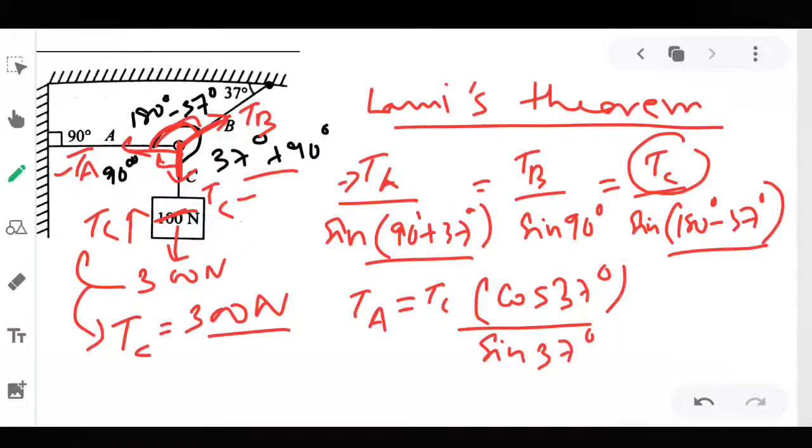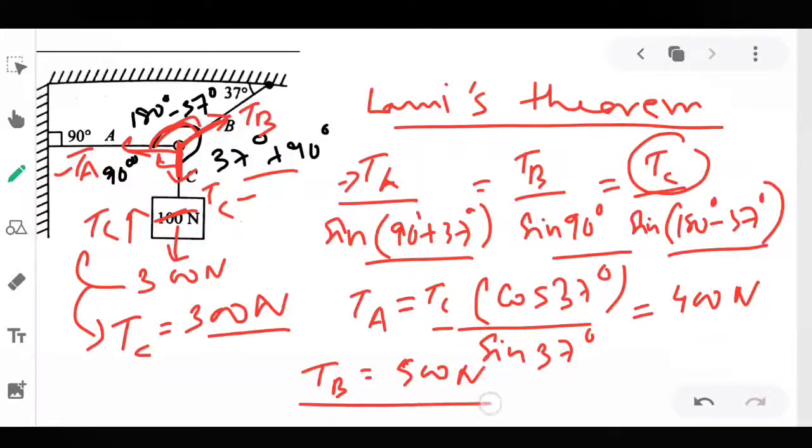Cos 37 by sine 37 is cot 37, which is 4 by 3. So 4 by 3 times 300 is 400 Newton. TA is 400 Newton. Similarly, from this we can get TB equal to 500 Newton. So this is how we can use Lami's theorem to solve an equilibrium question.